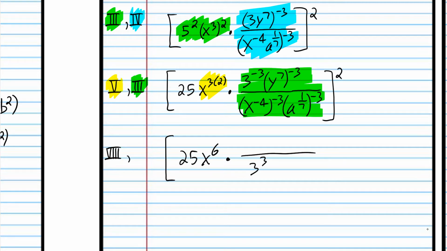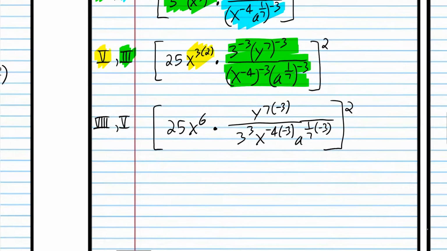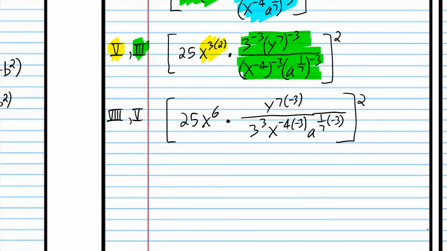And we're going to use rule number 5, raising powers to other powers. We have y to the 7 times -3 power, x to the -4 times -3 power, and a to the 1/7 times -3 power. Again, I know that this seems like a lot of stuff to have to do here, but when you go into upper math courses, you're not going to show all these steps. Okay, so we used rule number 5 here, here, and here, and we used rule number 8 here.